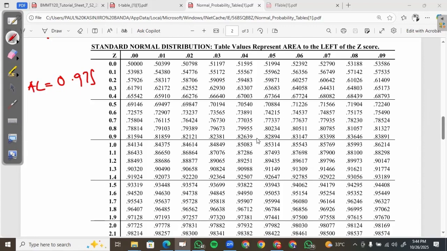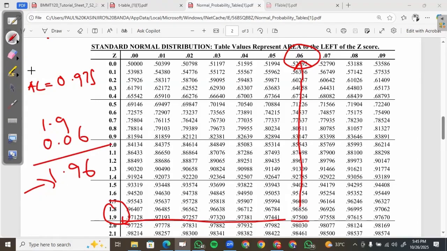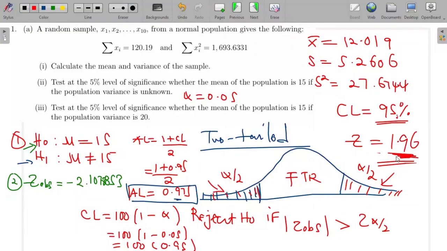0.975, 0.975, where are you? 0.9750. Okay, so the 75 is there. If I go up and to the left, I find 1.9 and 0.06. So 1.9 plus 0.06 gives my 1.96. That's how I find this value. It means this Z alpha over 2 is just going to be 1.96. So I'm now comparing this Z observed to this value.